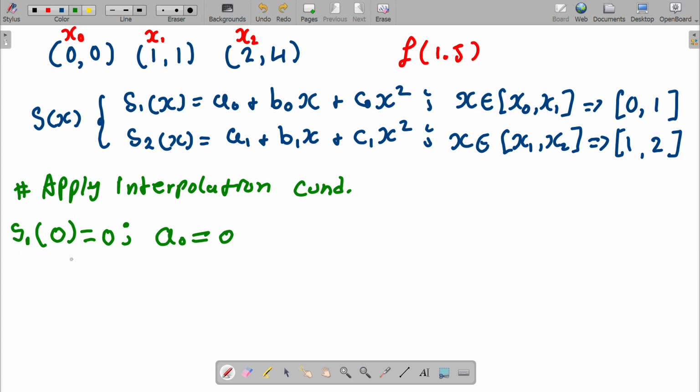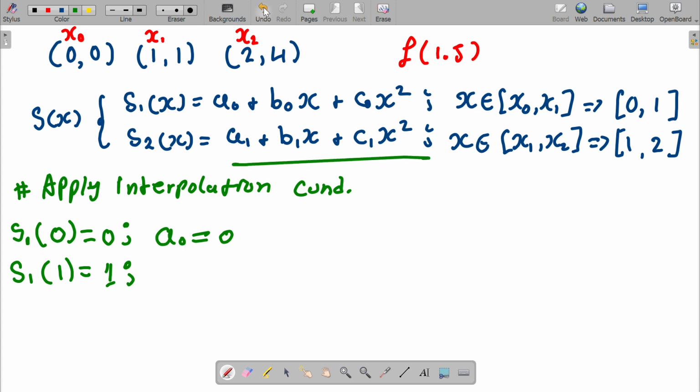For the second part, we're going to say s sub 1 evaluated at this point. I've already evaluated at x naught, so let me now evaluate at x1. What is our x1? Our x1 is 1. So when x is 1, what is the output? The output is 1 as well. So this is equal to 1.